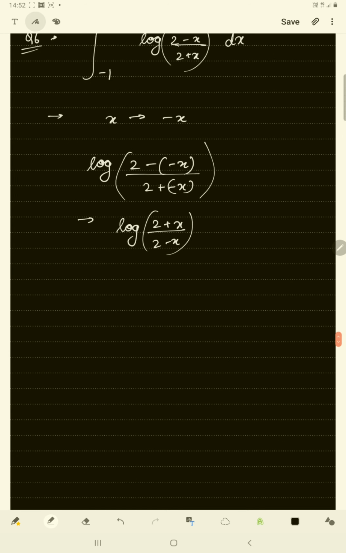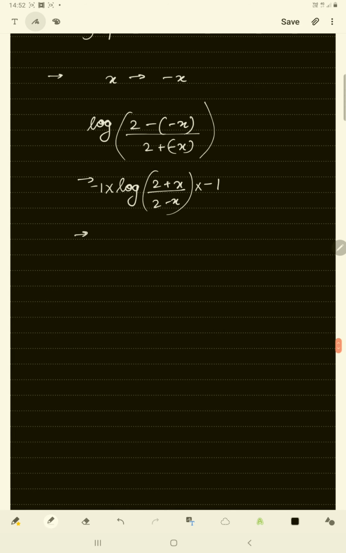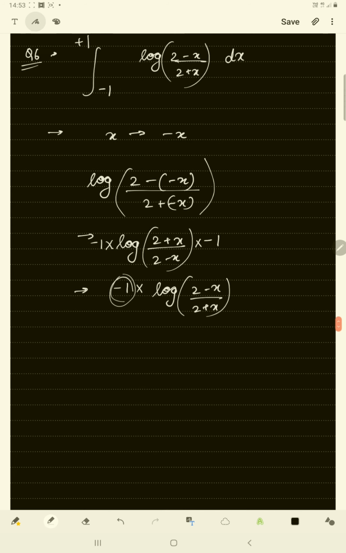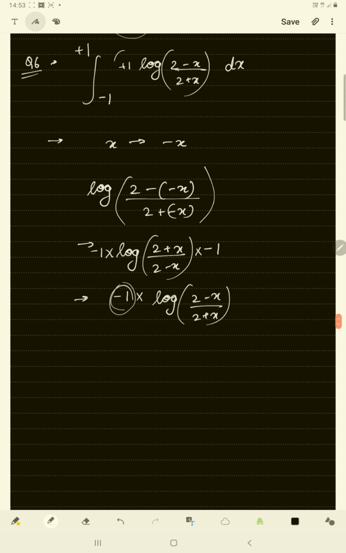Now we need it in this form only, so we are just gonna do a minus 1 multiplied and a minus 1 again multiplied, so that it compensates each other. And we can actually just take minus 1 to the power, so we get a minus 1 into log (2 minus x) upon (2 plus x). But the problem is that we got a minus 1 over here, and we didn't have a minus 1 over here, we had a plus 1.